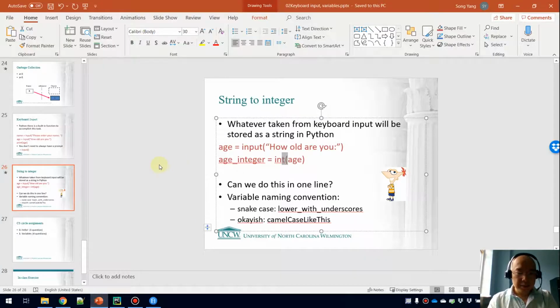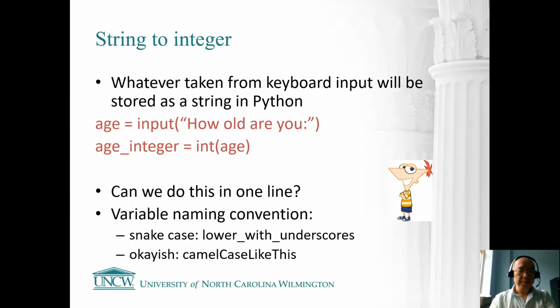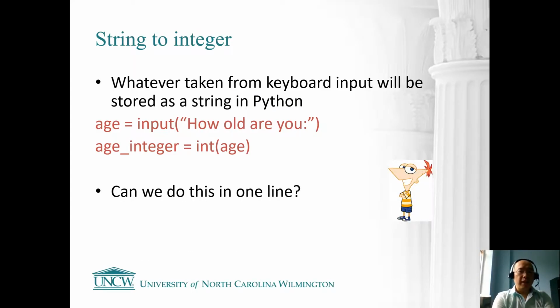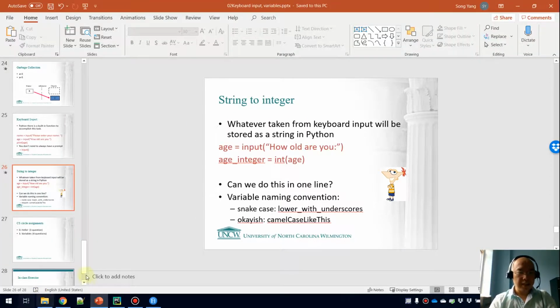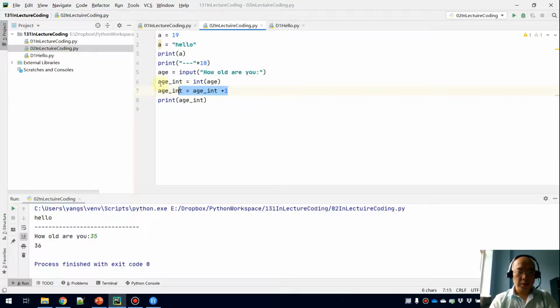Okay, so the next thing. Can we do this with 1 line of code? So those 2 lines, how do we do that with 1 line of code? And the answer is yes, we can really do that. So let me take out this line, and then I can simply do age. Let me change this variable name to age, and then I do int parentheses. Okay, let me explain.